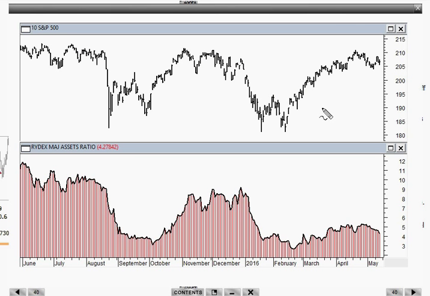Just reviewing the sentiment first of all, looking at the Rydex assets ratio. Still relatively low, close to 4. It's been tailing off a little bit this week, even as the market rallied earlier in the week. As I mentioned in the last video, should we see a sell-off, and we saw the Rydex ratio break below the February low down here, that would be below 3. That would be a good indication of over-pessimism. It would be a strong contrarian signal.